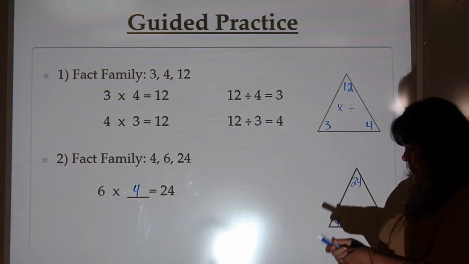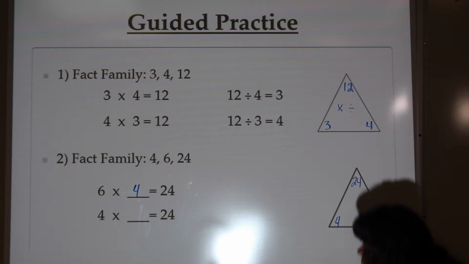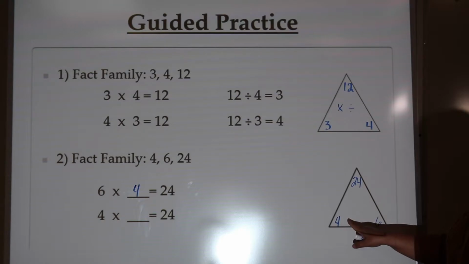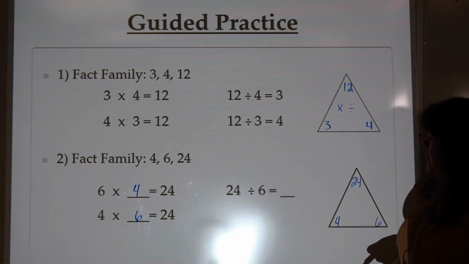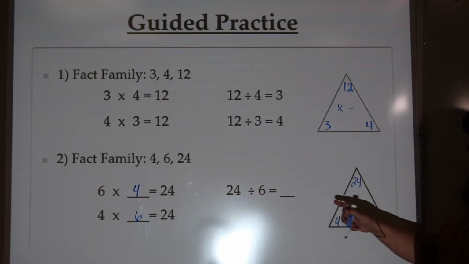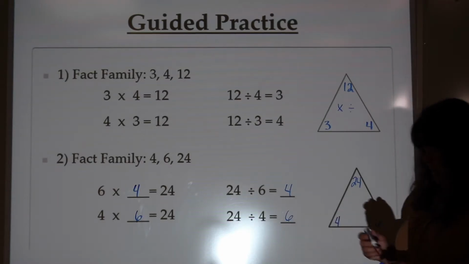Let's try another one. 4 times something equals 24. So I can look back here again. I've got 4, I've got the 24. What's missing? It's the 6. Well, that's not too difficult. I'm going to do division. 24 divided by 6. Well, that's normally written that way. So I've got 24, I've got 6, and oh, here's my 4. 24 divided by 4. What am I missing? I am missing the 6. Okay.